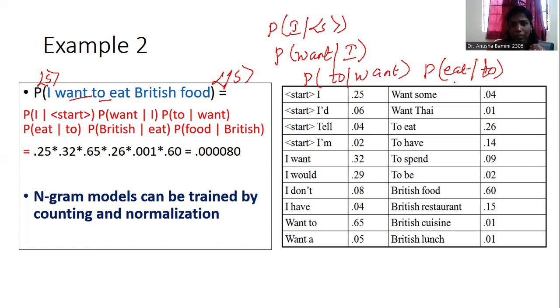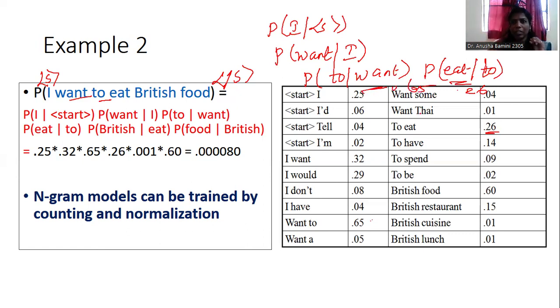Where is the probability of this? It may be in the previous one. Okay, it's not given here. To eat. What is the probability of to eat? 0.26. Check the probability of want to. Want to is here, 0.65.